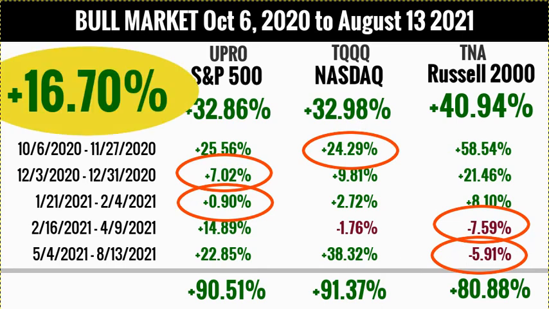And what would our return be? 16.7%. You know, we're only in the market here. This bull market is 10 months, but if you add up the times we were actually in the market, it's only 8 months. So for 8 months, we have a 16.7% return. That comes out annualized to 20 or 22%.